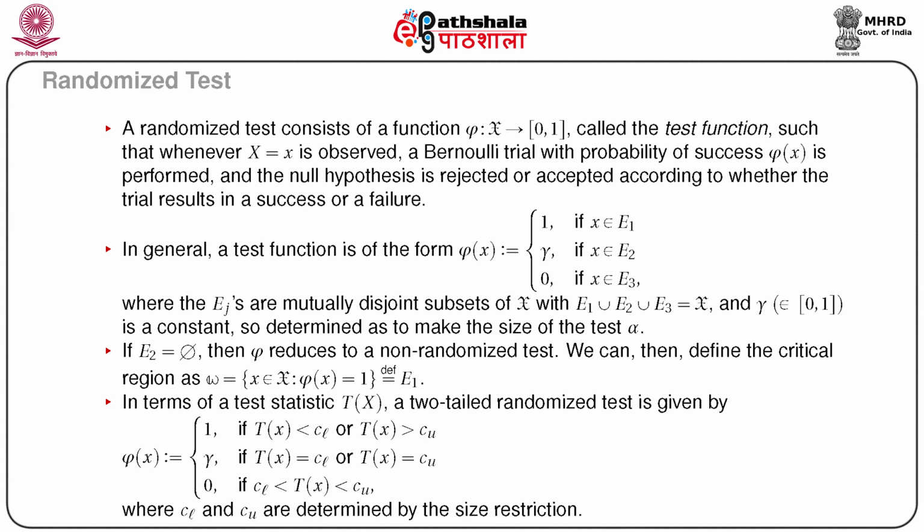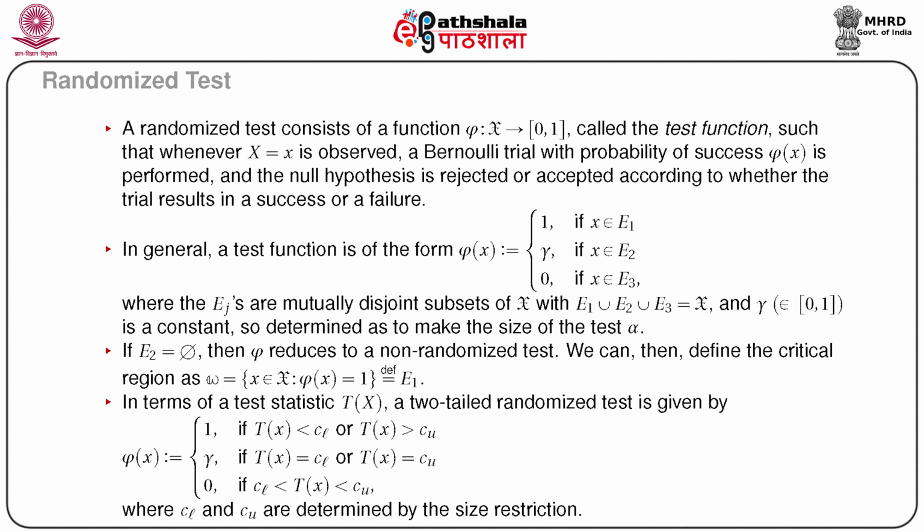Phi(x) equals 1 if the sample point x belongs to a region E1, equals gamma if x belongs to E2, and equals 0 if x belongs to E3, where gamma is a constant lying between 0 and 1. Here the Ei are mutually disjoint subsets of script X with E1 union E2 union E3 equal to script X. The constant gamma is so chosen to satisfy the size condition.